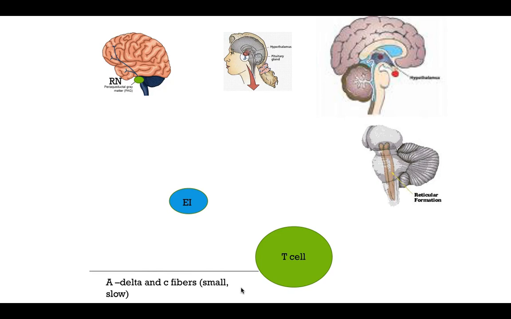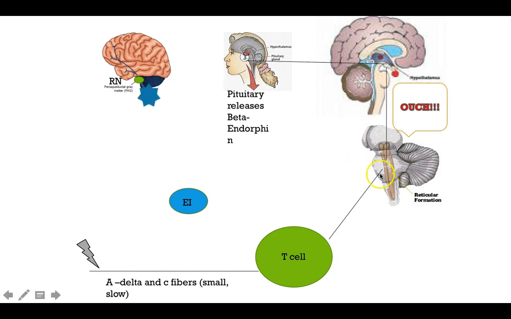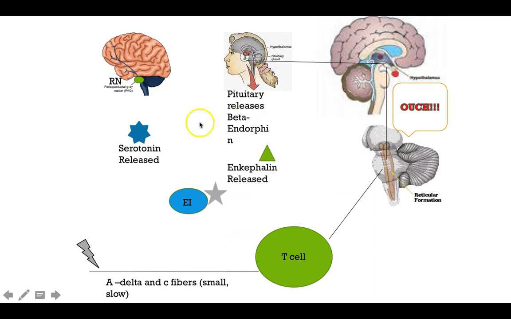So let's look again. We stimulate the A delta and C fibers, and we sense pain. Now, if we keep stimulating the A delta fibers specifically, that's how we'll get this response. So we go to the reticular formation, which sends the signal to the pituitary gland, which releases the beta endorphins. That sends out the signal to release serotonin, which is going to release the enkephalin, which is going to affect the enkephalin interneuron and close the gate.